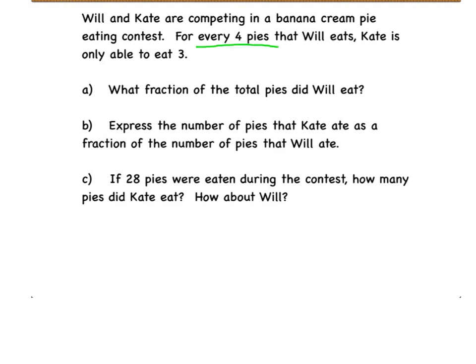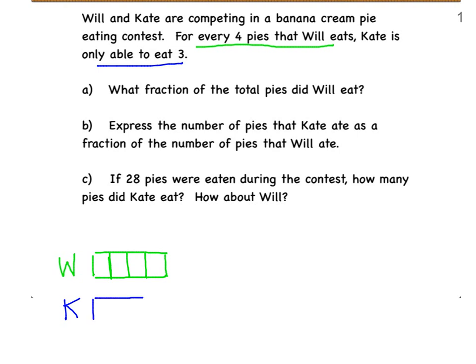It says for every 4 pies that Will eats, Kate is only able to eat 3. So we can actually make a model comparing Kate and Will. Let's start with Will. I'll draw W for Will, and then since he can eat 4 pies for every 3 that Kate eats, we'll divide that into 4 parts, 4 roughly equal size units. Then for Kate, since she doesn't eat as many pies as Will, she only eats 3 pies for every 4 that he eats. We'll divide her units into 3.